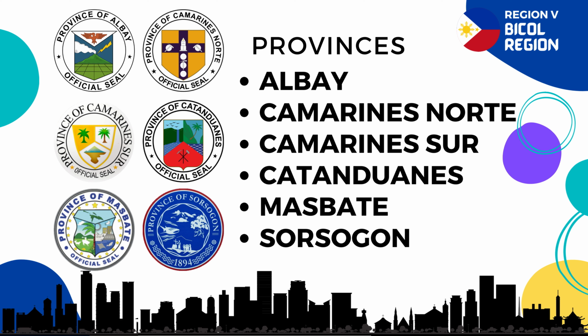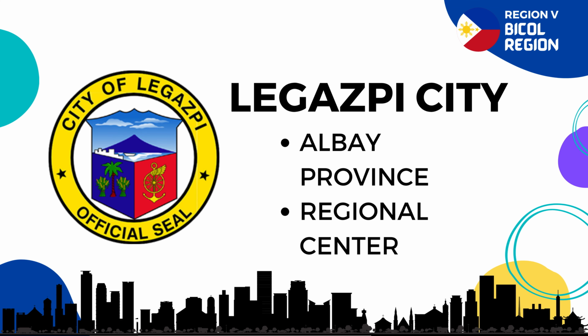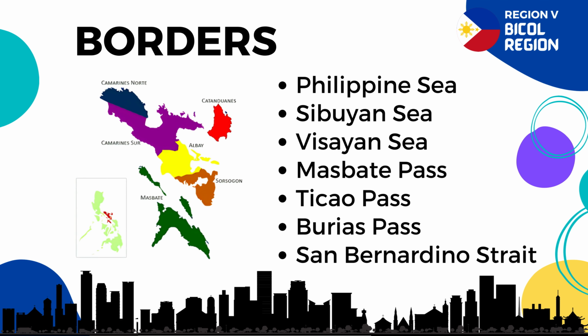We have the province of Albay, the province of Camarines Norte, the province of Camarines Sur, the province of Catanduanes, the province of Masbate, and the province of Sorsogon. Once again, the regional center or the regional capital is the city of Legazpi in the province of Albay. Bicol Region is bordered by the following. We have the Philippine Sea, Sibuyan Sea, Visayan Sea, Masbate Pass, Ticao Pass, Burias Pass, and the San Bernardino Strait.